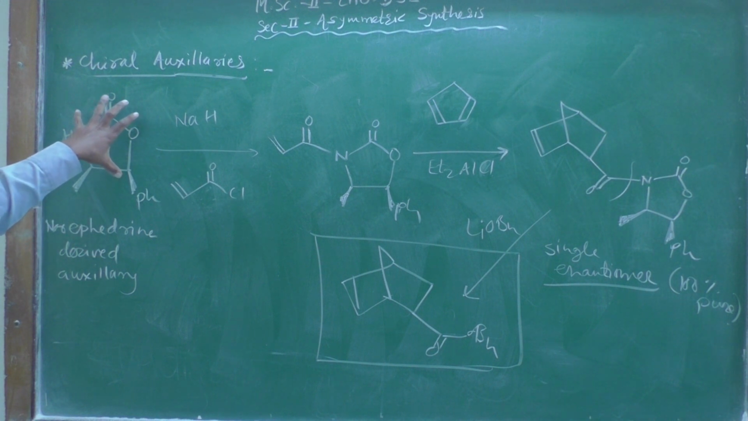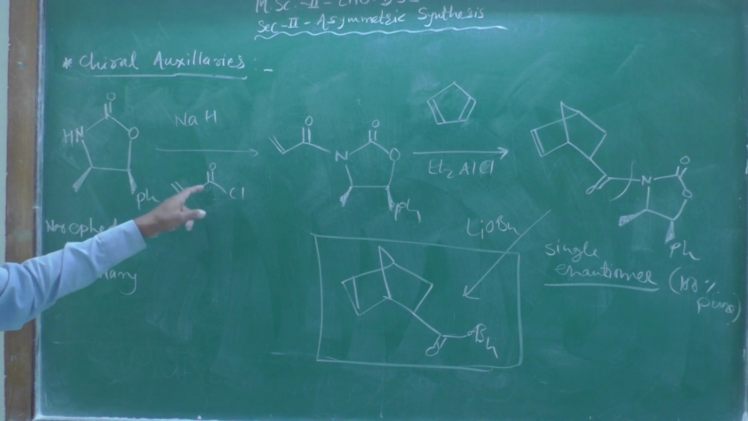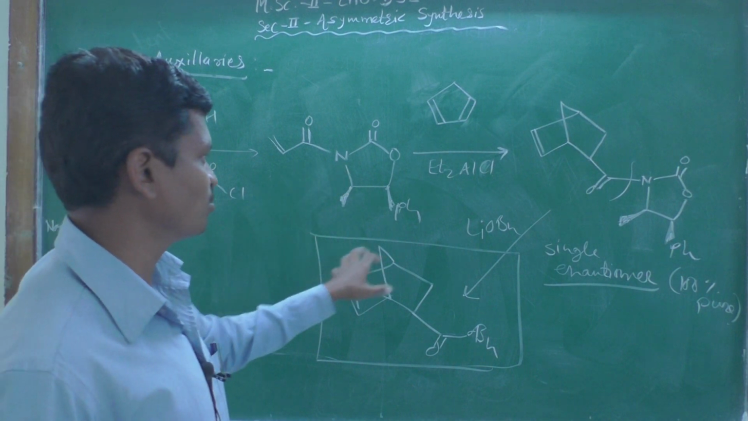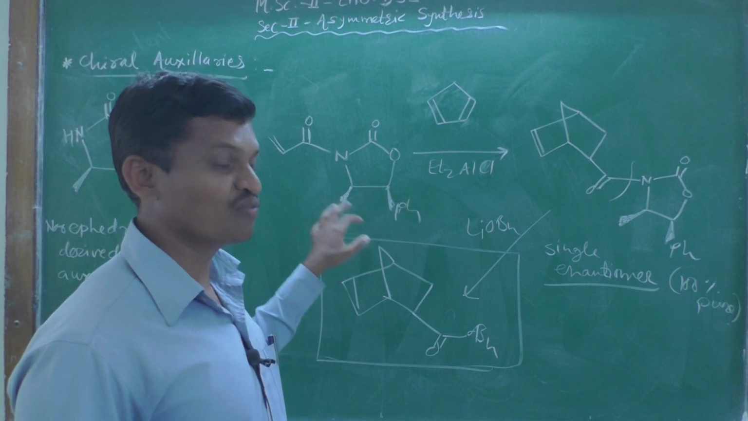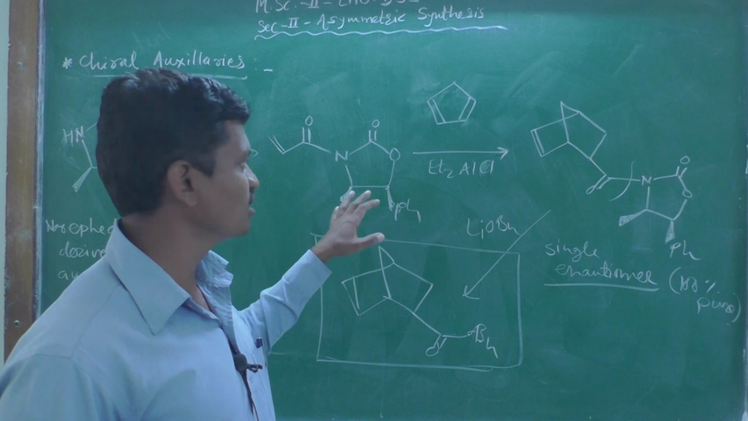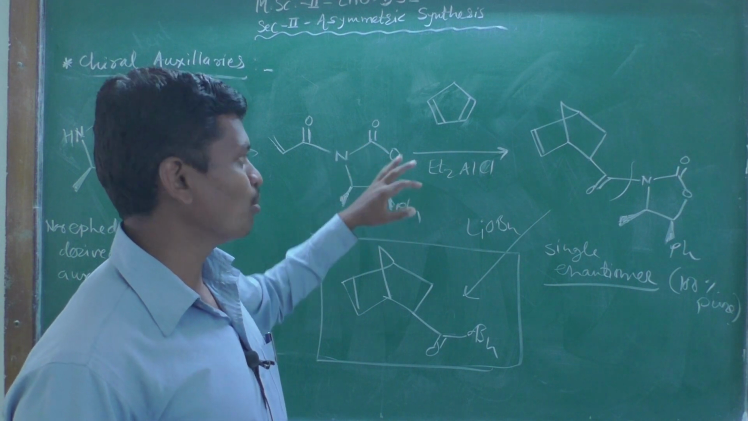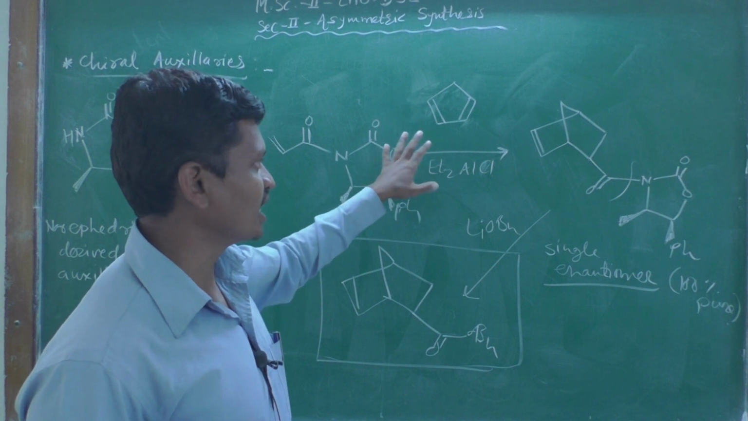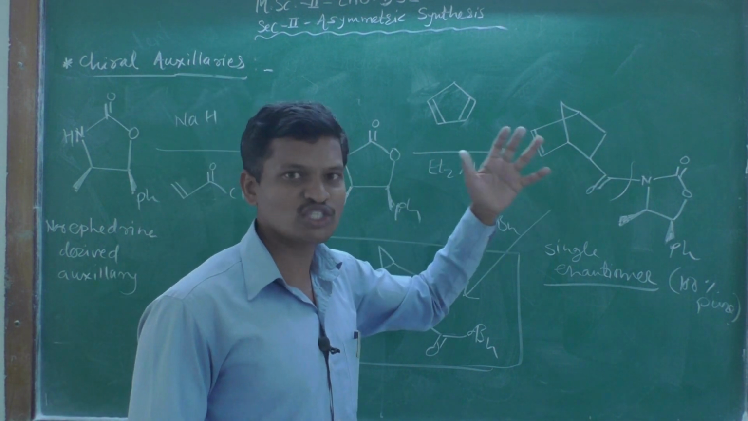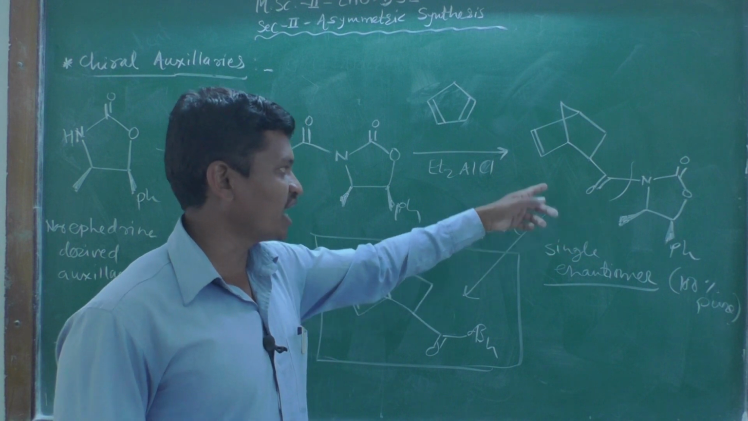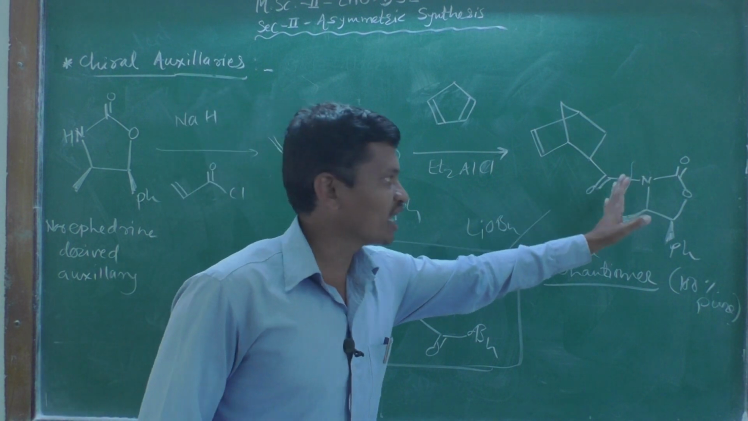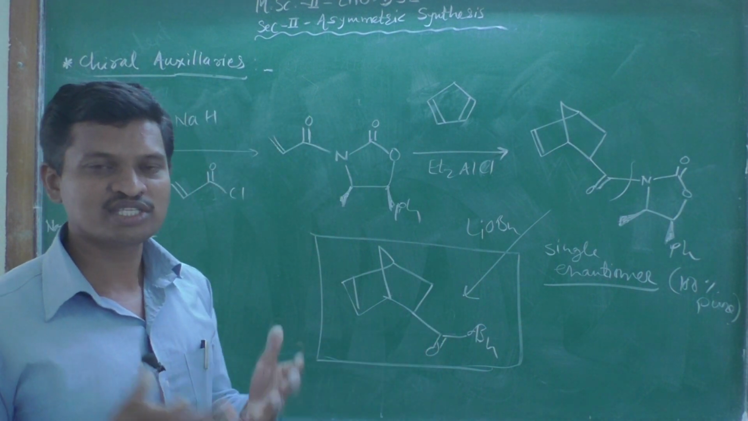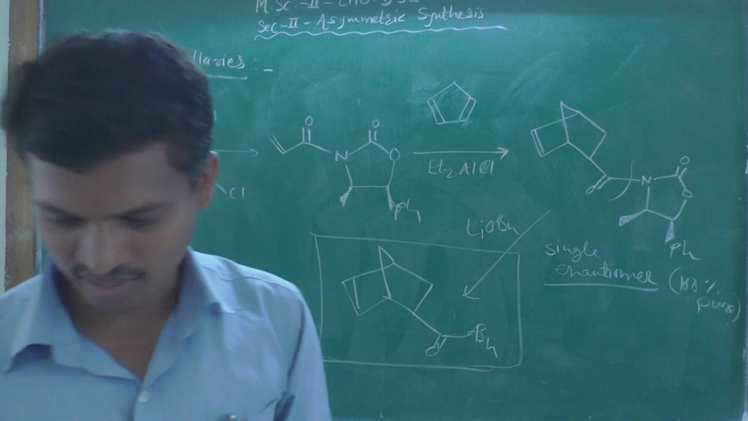So by using this, the achiral dienophile is converted to a chiral dienophile. One face of the dienophile is now blocked, and that's why only bottom face attack of this diene is possible, and hence we are getting only one product which is enantiomerically pure. By simple deprotection we can remove this chiral auxiliary and finally get the target molecule. So this is the concept of chiral auxiliary.